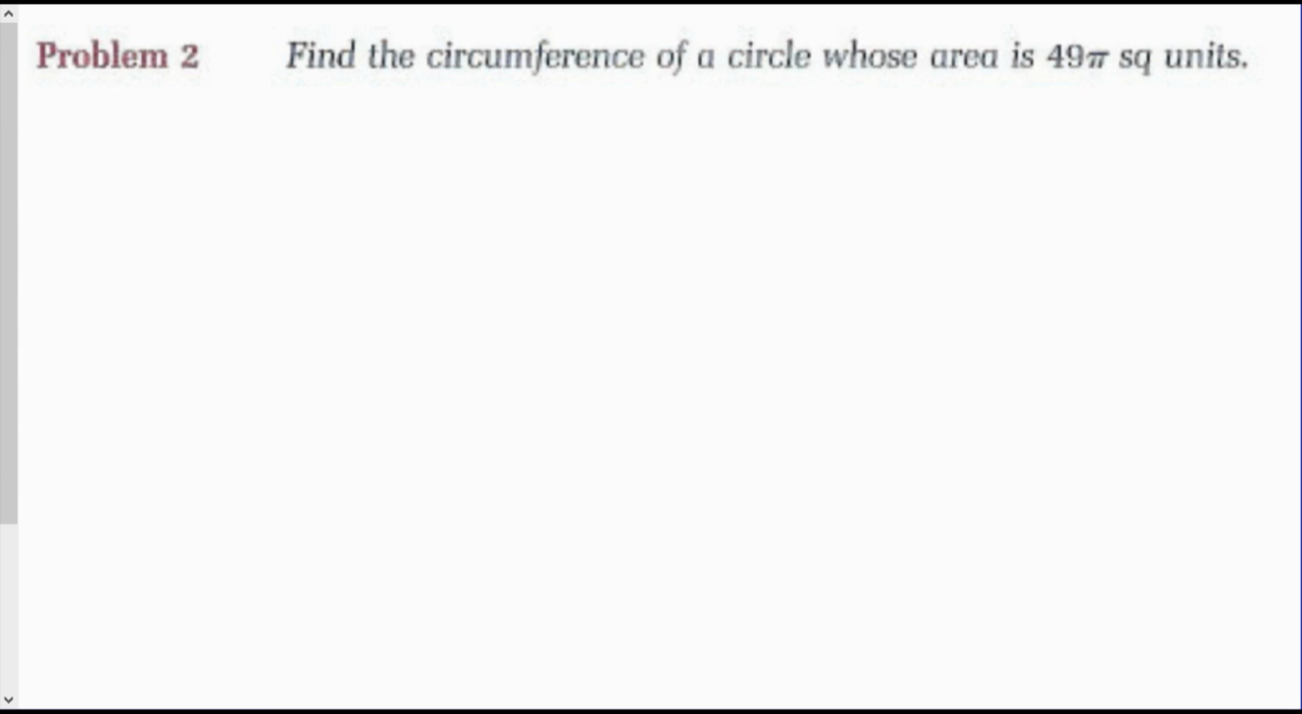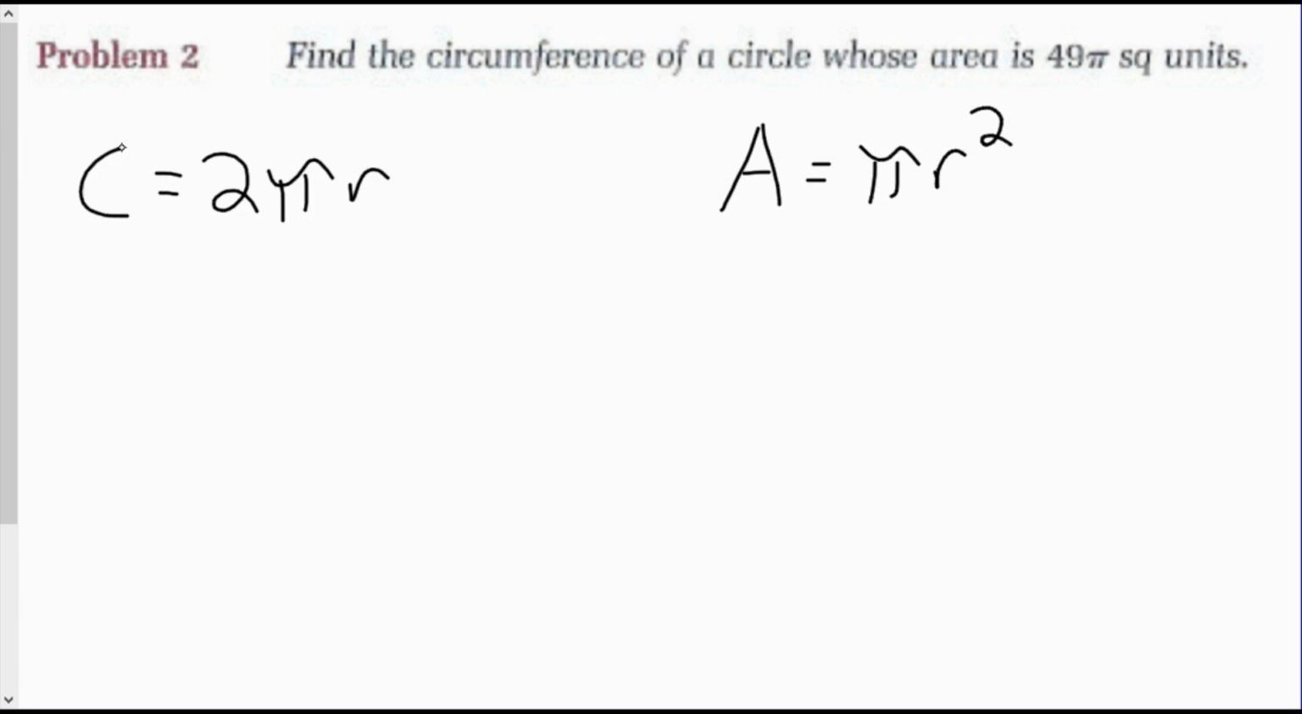Problem 2, find the circumference of a circle whose area is 49 square units. So I know circumference of a circle is 2 pi r, or pi times diameter. So I need my radius or my diameter to find the circumference. Well, I'm given the area, and I know area of a circle is pi r squared. So if I plug in 49 pi into this formula, I can solve for my radius. So I know the area is 49 pi. That will be equal to pi r squared.